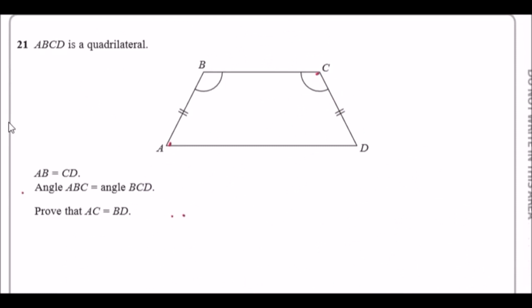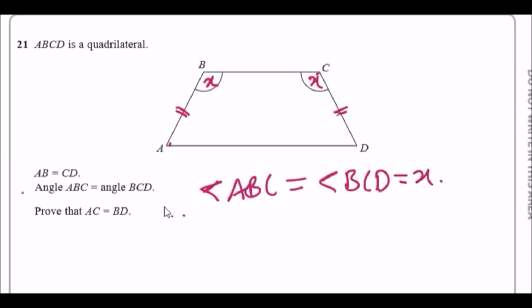Alrighty, question 21. So ABCD is a quadrilateral, okay? AB equals CD, so let's write this down. So AB, this length, equals CD. And angle ABC equals angle BCD. Let's give them both the same letter X and X. Okay, so these two are equal. Angle ABC identical to angle BCD, and we can just call it X. Prove that AC equals BD.